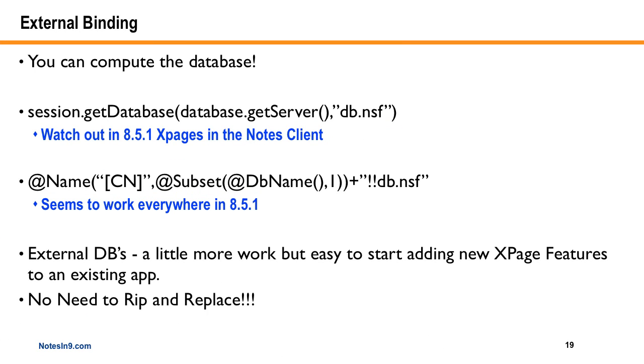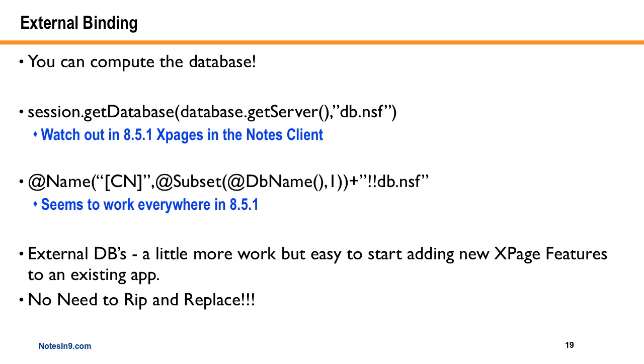What I really end up doing a lot of times is I do a lot of external binding, which is really cool because you can finally compute the database, which you couldn't really do beforehand. So how do you compute the database? Well, with a relatively simple formula: session.getDatabase, database.getServer, etc. Then your file name. But that didn't work for me back in 8.5.1 consistently in the Notes client. So I had to come up with this kind of uglier, more old-fashioned formula of @Name, common name, @Subset, DB name, bang bang, etc. So that seemed to work better.